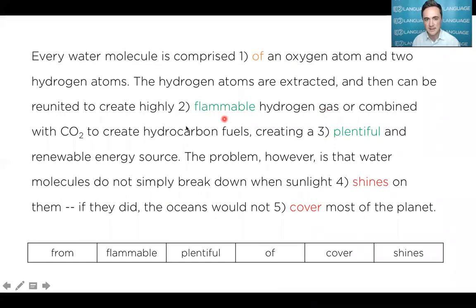Flammable gas or highly flammable. There's your collocation. Highly flammable or flammable gas. Plentiful source. There's your collocation. Sunlight shines. There's your collocation. Cover the planet. Oceans would not cover most of the planet. There's your correct word type. There's your collocation. If you do that, you will increase your chances of doing this successfully. The answers are of, flammable, plentiful, shines, and cover.